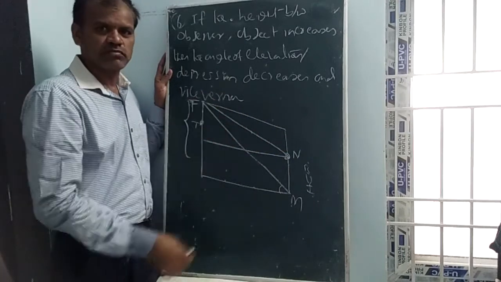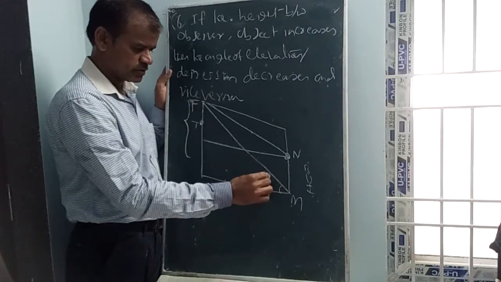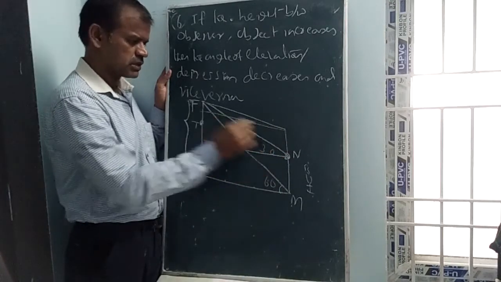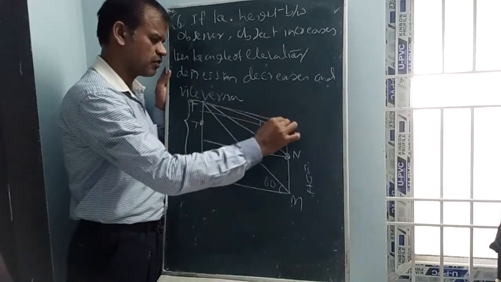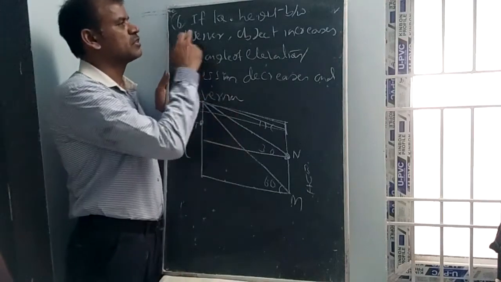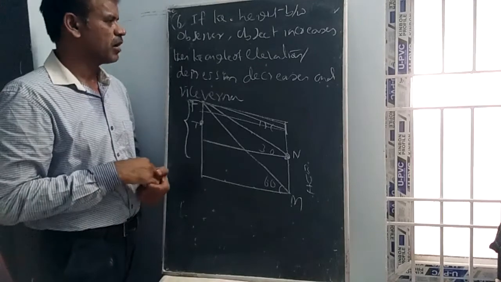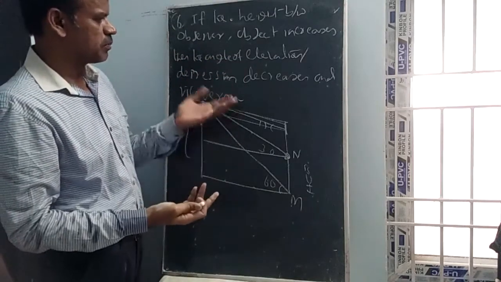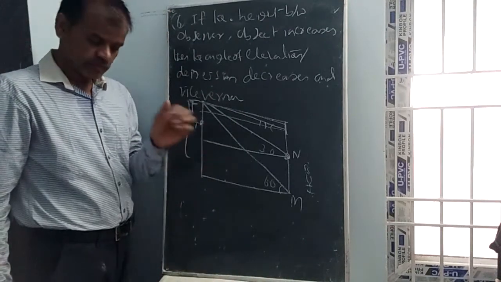So it is reducing. For example, this is 60 degrees, this is 30 degrees, this is 50 degrees. If he reaches the same level, there is no question of angle, it is 0, because he can observe straight. So that gives this definition: if the height between observer and object increases, then the angle of elevation or depression decreases, and vice versa. Okay, now let us discuss some formulae.